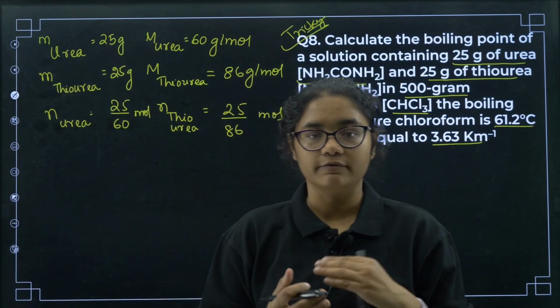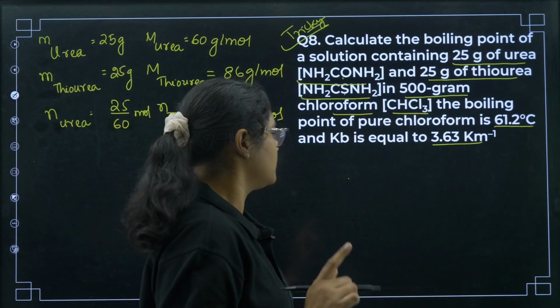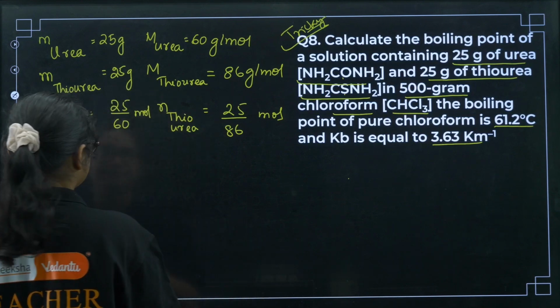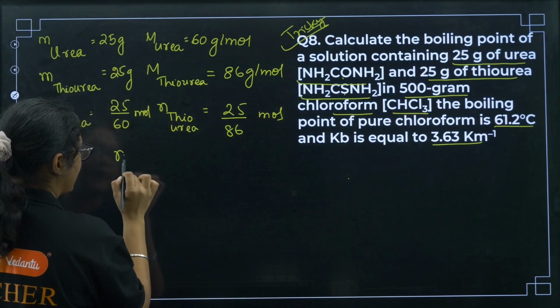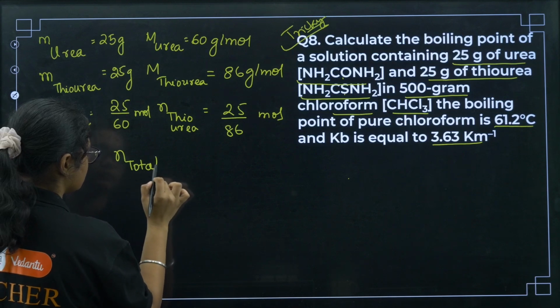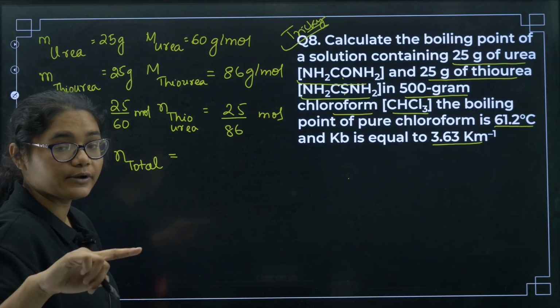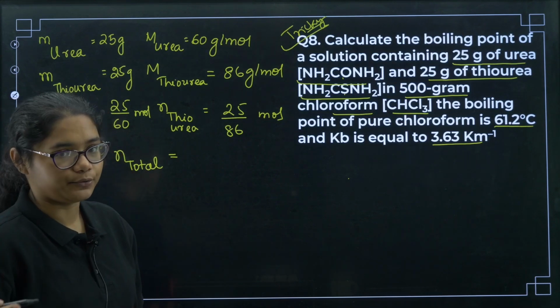Now what we have to do, we have to see the formula. Here you should be a little bit careful how to solve. Now see, you have to now calculate N total, meaning including both urea and thiourea.